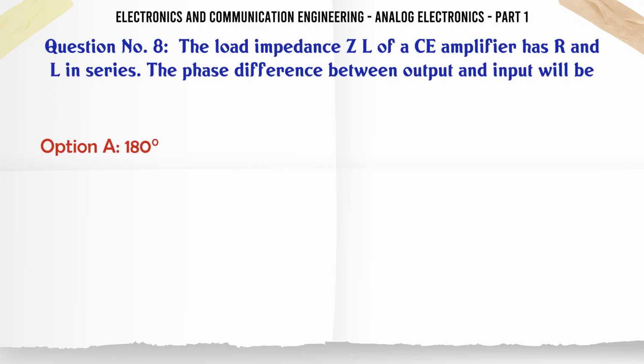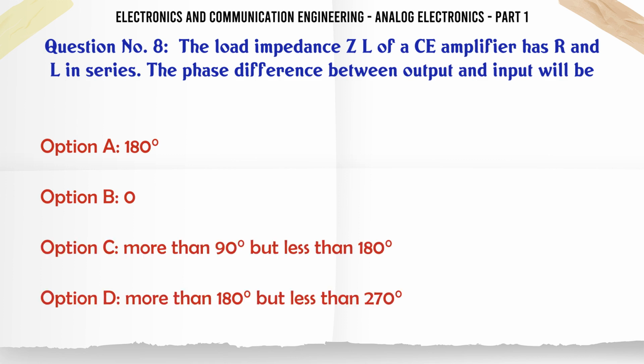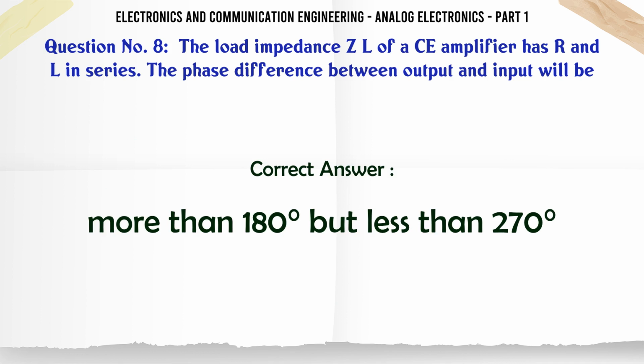The load impedance ZL of a CE amplifier has R and L in series. The phase difference between output and input will be A. 180, B. 0, C. more than 90 but less than 180, D. more than 180 but less than 270. The correct answer is more than 180 but less than 270.